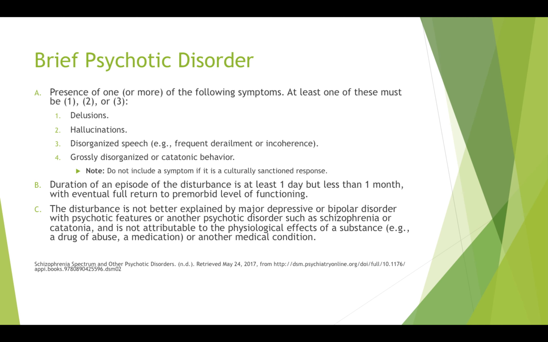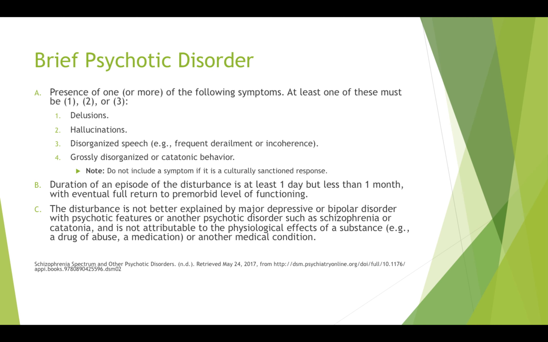Brief psychotic disorder criteria include A, presence of 1 or more of the following symptoms. Once again, this is going to be at least one of the first 3 of the 5 criteria. That would be delusions, hallucinations, or disorganized speech. And lastly, grossly disorganized or catatonic behavior for brief psychotic disorder. Note, we're not going to include a symptom if it's a culturally sanctioned response. So if it's a normal cultural thing that someone is experiencing due to their surroundings or environment and their cultural upbringing, we are not going to include a symptom.